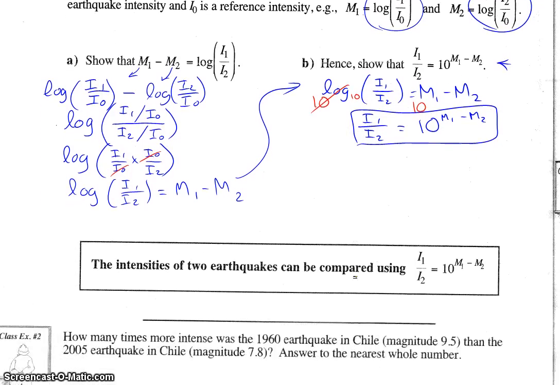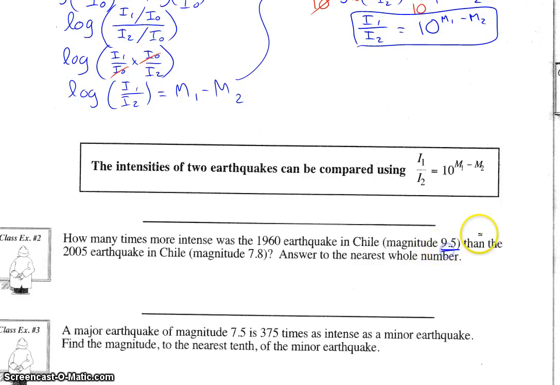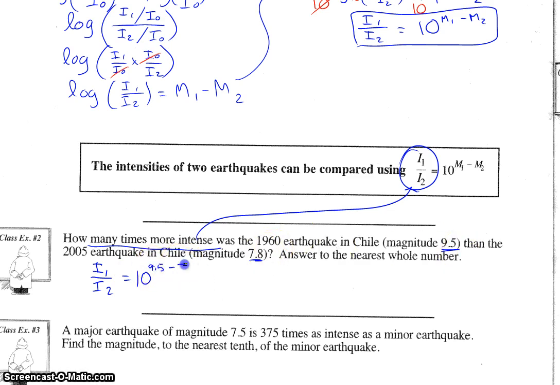Okay? So how many more times intense was the 1960 earthquake, magnitude 9.5, than the 2005 earthquake, magnitude 7.8? So when they say how many times more intense, they're looking for this ratio. So we're not trying to find I1 individually or I2 individually. We're just trying to find the ratio of I1 over I2, and that's how many times as intense it would be. Okay, now the first earthquake they mentioned was 9.5, so we go 9.5 magnitude minus 7.8 magnitude in the exponent, base 10 there. And then it's just calculate or work it after that.